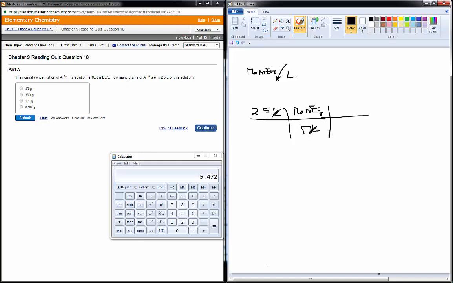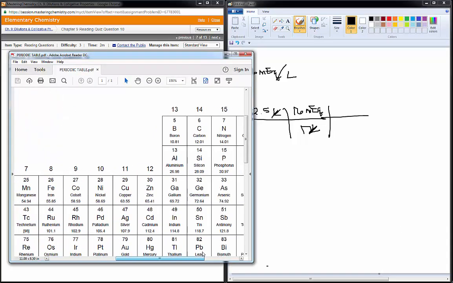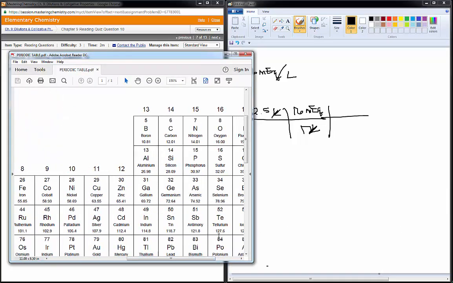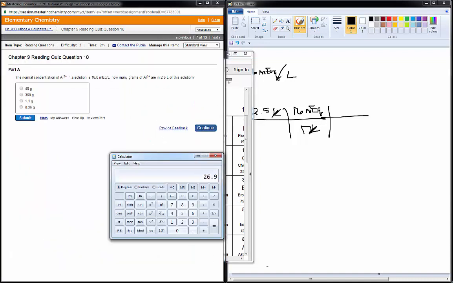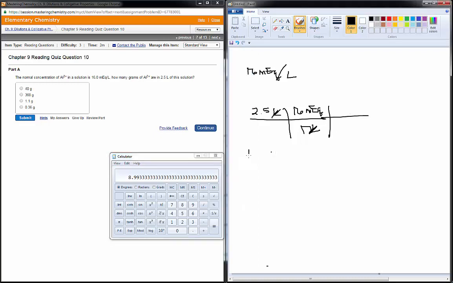Now I need grams, so let's look at the periodic table. Aluminum is 26.98 grams in a mole. Divide that by 3 because it has a charge of +3. That's the number of grams in 1 equivalent. So aluminum 3+, 1 equivalent of aluminum 3+ is 8.99 grams of aluminum.